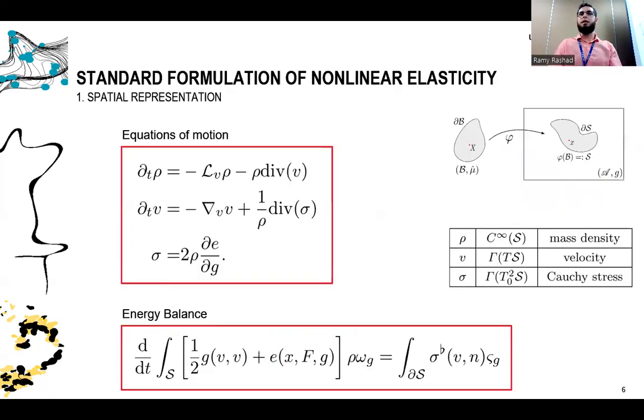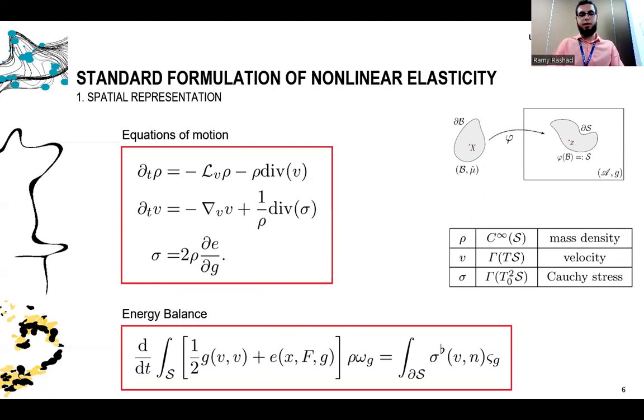The standard equations in the spatial representation are simply conservation of mass in the first equation, conservation of momentum in the second equation, and a constitutive equation between the stress and a strain measure. In the standard tensor calculus formulation, the density is a smooth function, the velocity is a vector field, and the stress is a 2-0 tensor, or a second rank tensor, depending on your favorite choice of indices.